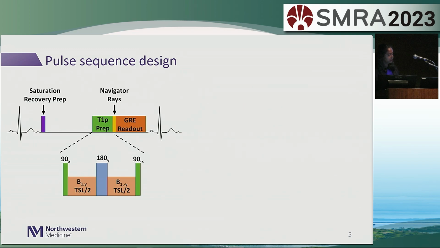For our pulse sequence, we applied a saturation recovery prep pulse after every heartbeat to ensure that we are always starting our magnetization at the same point. Our T1-rho prep included a 90 tip down, spin locking, a 180 refocus, another spin lock, and then a 90 tip up. We acquired self-navigating rays before our GRE readout for self-navigation, and this sequence was done 3 times with 3 different spin locking times of 0, 35, and 50 milliseconds.